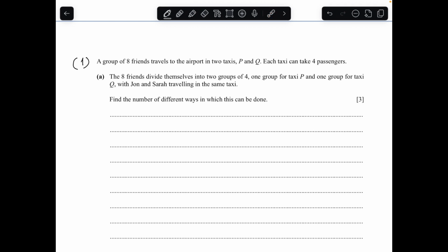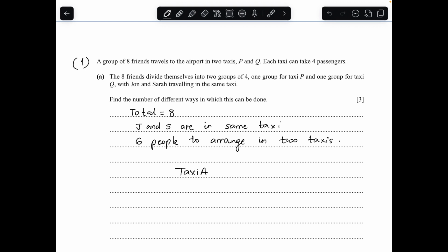So we know that there are a total of 8 friends. John and Sarah are traveling in the same taxi. That means we are left with 6 people to arrange into taxis. Now let's say John and Sarah sit in taxi number A. Okay, that's the first possibility.